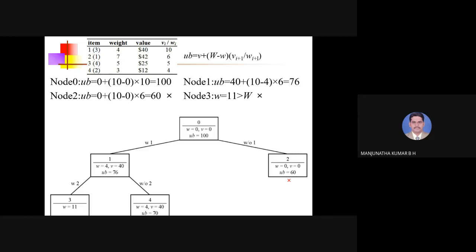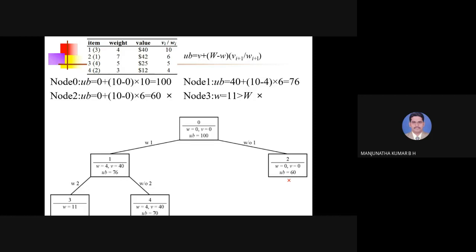So now let me go with the other choice. The other choice is without the second item. If I go without the second item, what are my W and V values? W and V values remain as the node 1 values only. W is 4 only, V is 40 only. Just the upper bound value is changed now.